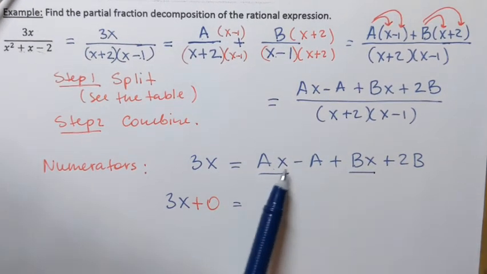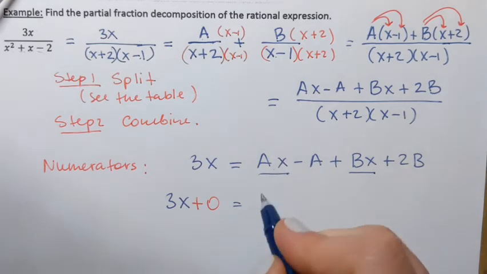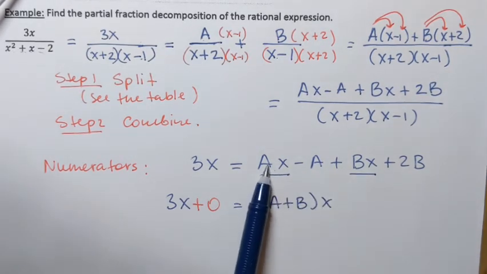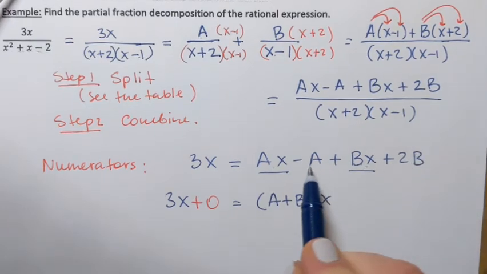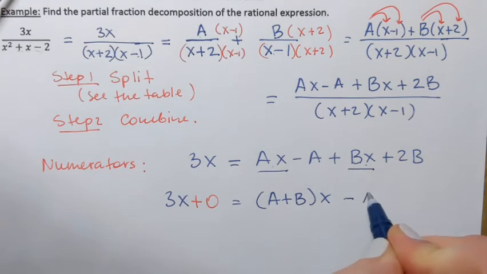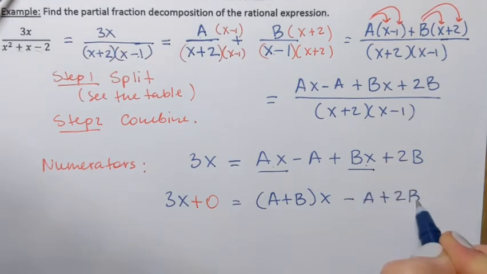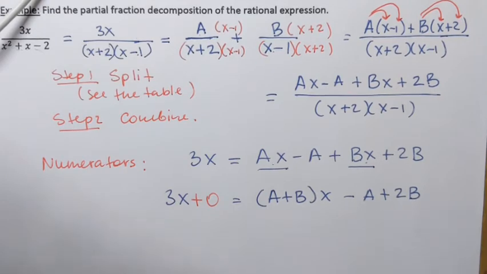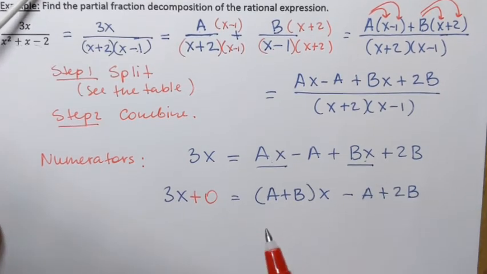So if I take those two terms and factor out x, I'm going to get a plus b times x, right? A plus b times x. And then negative a plus 2b, those two don't have x's, so they're constants, right? And now I will literally compare them and set them equal.